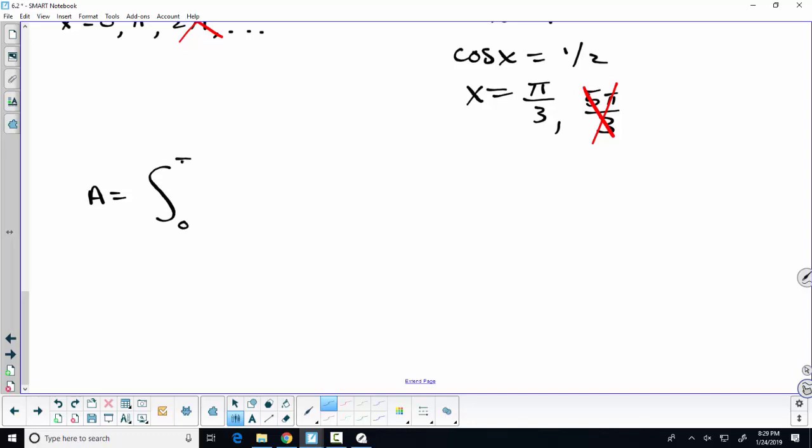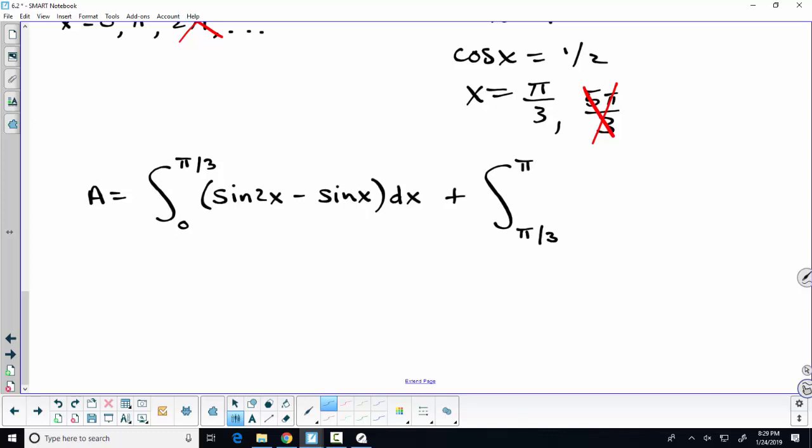So then our area. First we go from 0 to pi over 3, top minus the bottom. Second region, go from pi over 3 to pi, and then the top and bottom switch to sine x minus sine 2x. So there's our setup for that area, the particular region. Y'all have any questions on this?